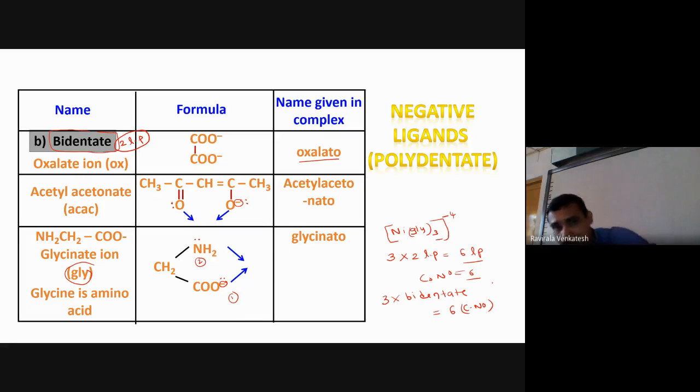So these are negative ligands which have bidentate nature. One is called oxalato, another is acetyl acetonato, and the third is glycinato. Right. Next.